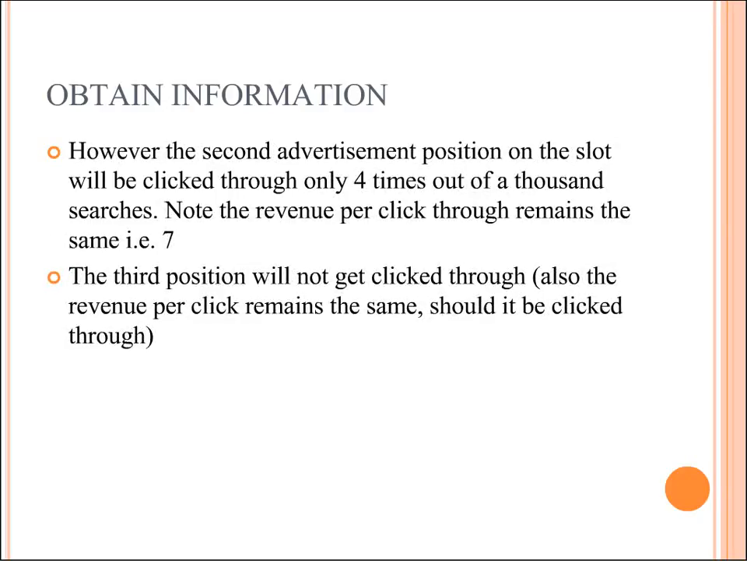Now the second advertisement will not be clicked through as often as the first one. It will only be clicked through 4 times, but the value of every click-through remains the same, i.e. 7. The third position will not get clicked through, and hence, even though the value of the click remains the same, you will get no revenue from it.